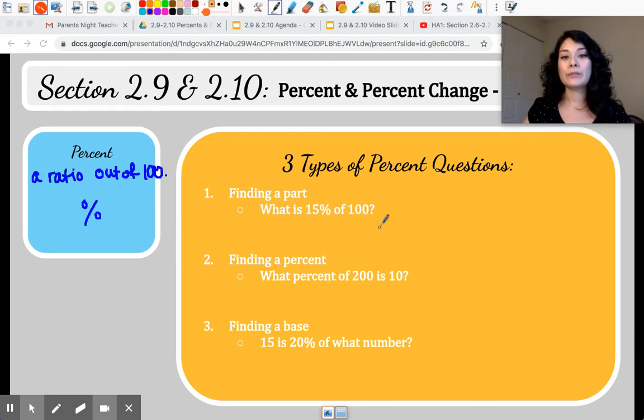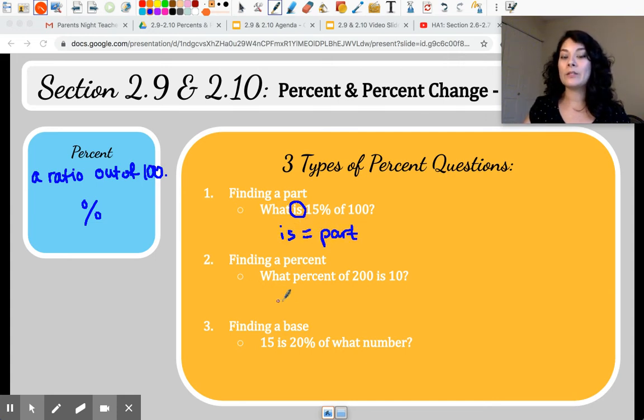And there's three types of percent questions that you could potentially come across. Finding a part. So you might see the question worded something like this: what is 15% of 100? This keyword is represents the part that you're actually finding. Okay, so is tends to represent the part.